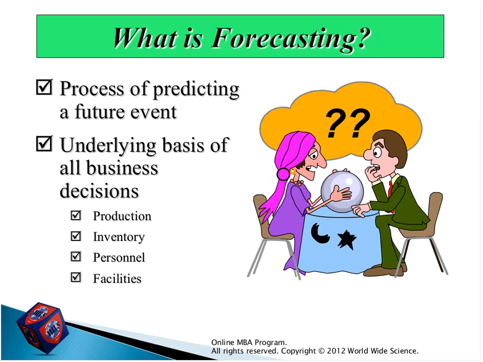And another thing is that by use of forecasting, you can do it better. It is the underlying basis of all business decisions. For example, for your production, for your inventory, that means purchasing raw material, for hiring personnel, for selecting facility, purchasing new machinery, or locating a new facility, you have to do forecasting. That helps you decrease your cost.